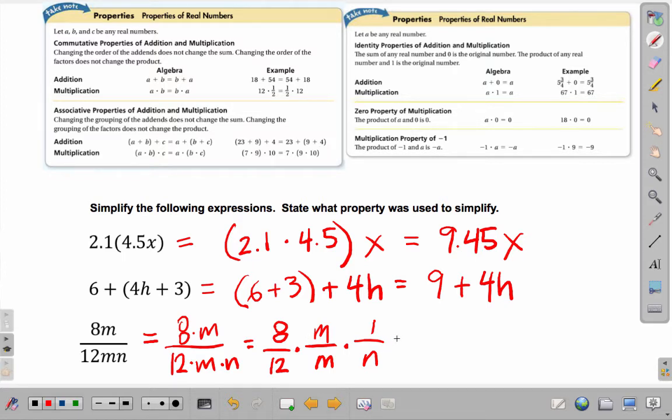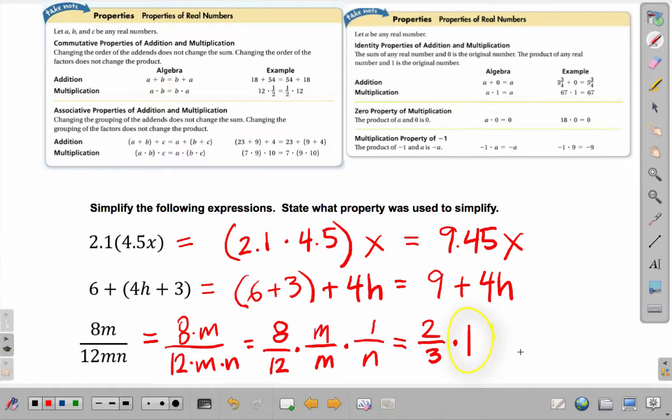The next step after this is to go fraction by fraction and reduce or simplify what we can. 8 over 12 reduces down to 2 over 3. M over m is a little bit strange, maybe. It actually has a value of 1.